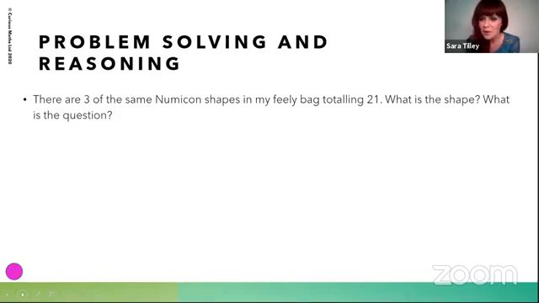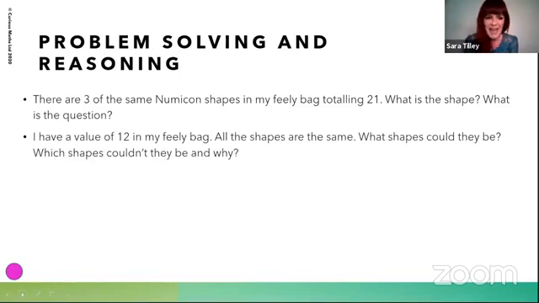So I am going to put 3 shapes in my feelie bag, and they are going to total 21. And the idea is that your child has to work out what is the shape, or what are the shapes. So it's the same shape 3 times, and it equals 21. So if they know their 7 times table quite well, and you've done lots of work on the 7s, they might be able to say that quite quickly. But if not, they could get the Numicon 7s out, they could start totaling, they could make 21 and investigate by putting the same number lots of times on top of it, anything like that.